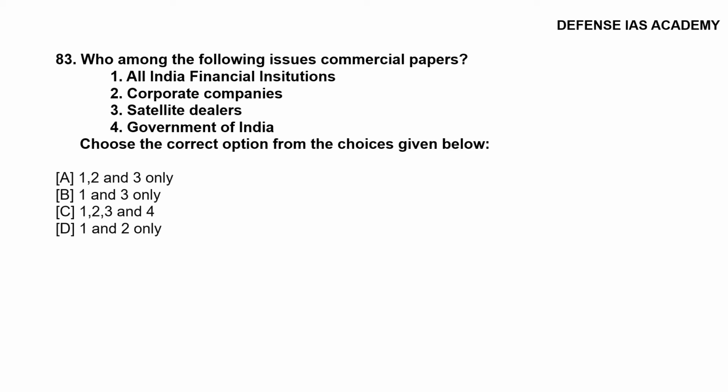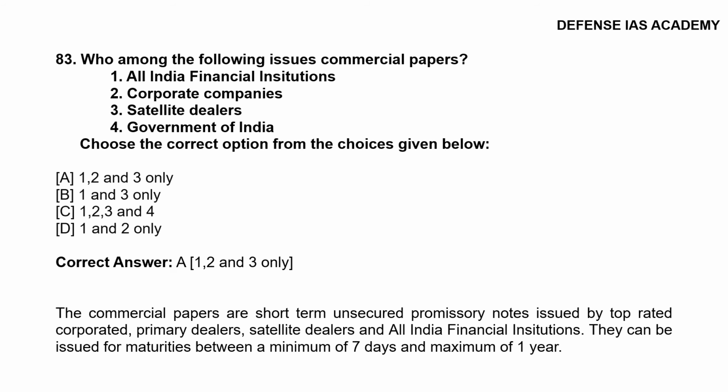Question 83. Who among the following issues commercial papers? 1. All India financial institutions. 2. Corporate companies. 3. Satellite dealers. 4. Government of India. Choose the correct option from the choices given below. The correct answer is option A, 1, 2 and 3. Means all India financial institutions, corporate companies, and satellite dealers are the ones who issue the commercial papers. The commercial papers are short-term unsecured promissory notes issued by top-rated corporates, primary dealers, satellite dealers and all India financial institutions. They can be issued for maturities between a minimum of 7 days to a maximum of 1 year.